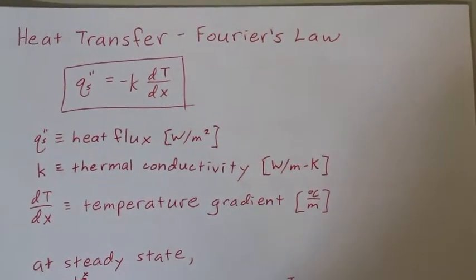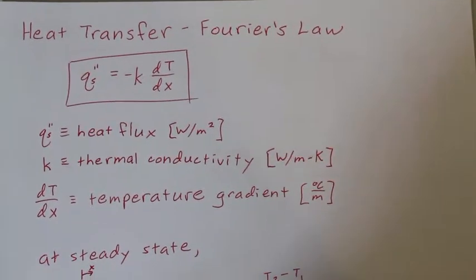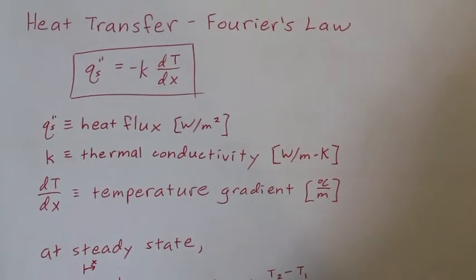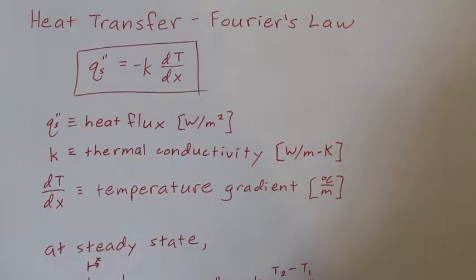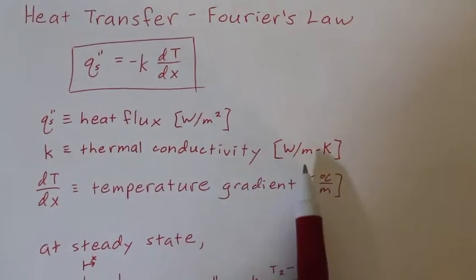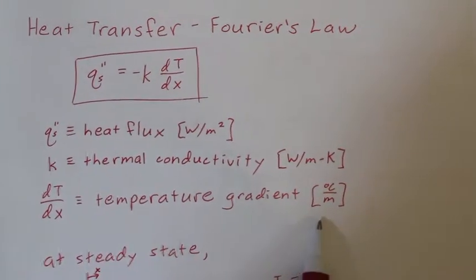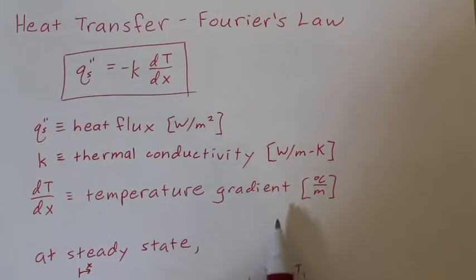The constitutive law involving the thermal conductivity is Fourier's law, which is defined as Qs equals minus K dT/dx, where Qs is the heat flux in watts per meter squared, K is the thermal conductivity in watts per meter Kelvin, and dT/dx is the temperature gradient in degrees C or Kelvin per meter.